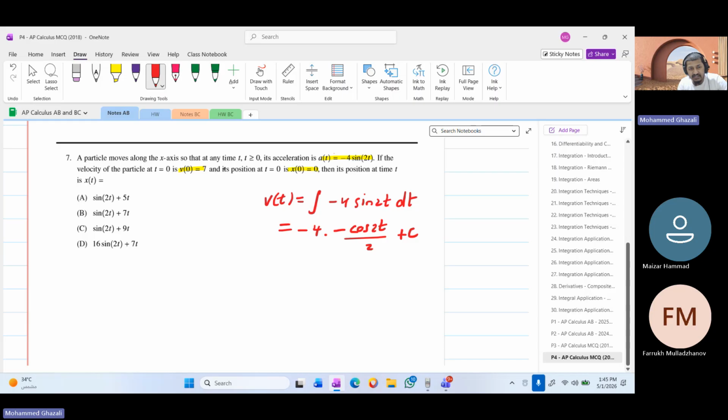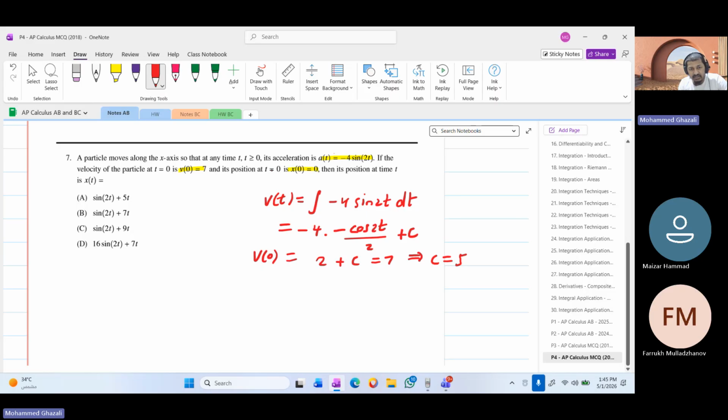Now they told you that v of 0 is 7. What is cos of 0? 1. So -4 divided by 2 is 2. 2 plus c is equal to 7. This implies the value for c is positive 5. So now you have a velocity function.